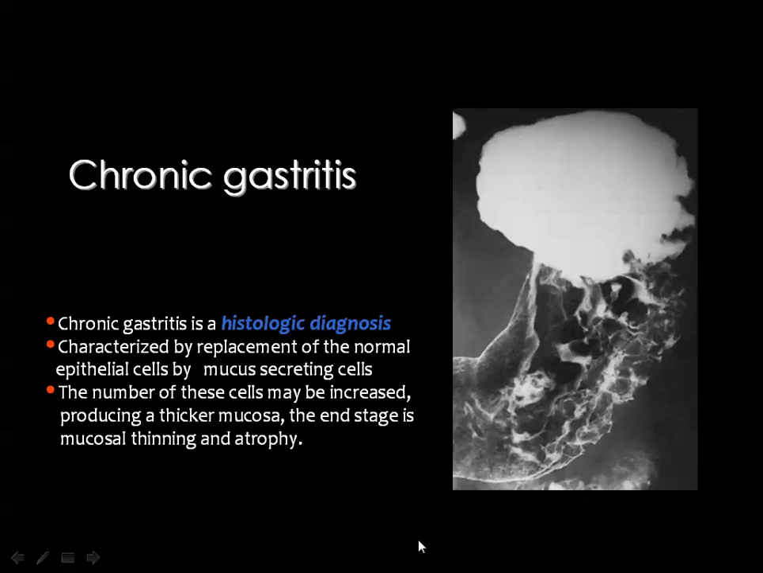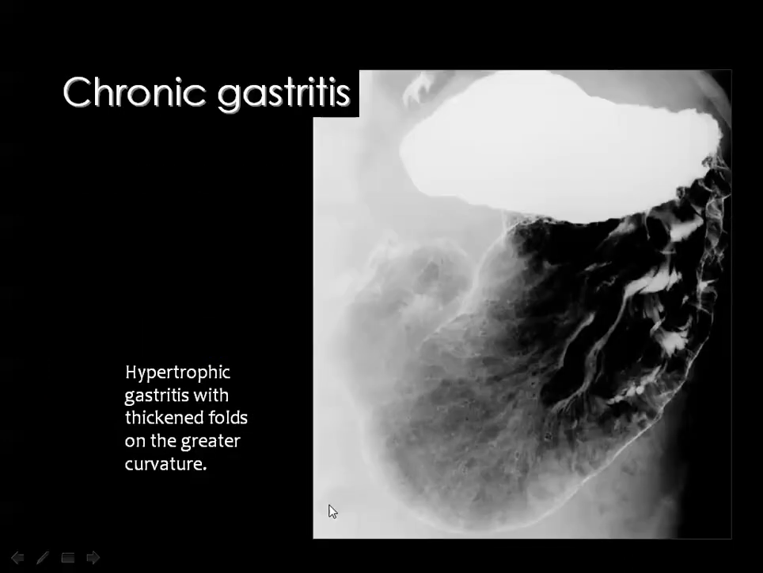Then you should know that chronic gastritis is not a radiological diagnosis, and it is only a histologic diagnosis. In cases of chronic gastritis, you can see erosions, you can see hypertrophy of the mucosa, and you can see atrophy of the mucosa. All these findings can be identified on the barium studies, and also can be seen by endoscopic examination of the stomach. Here you can see a case of chronic gastritis where there is considerable thickening of the mucosal folds, especially in the fundus and in the gastric body.